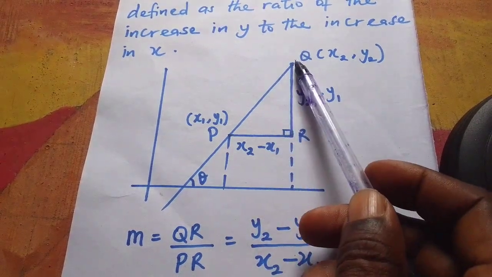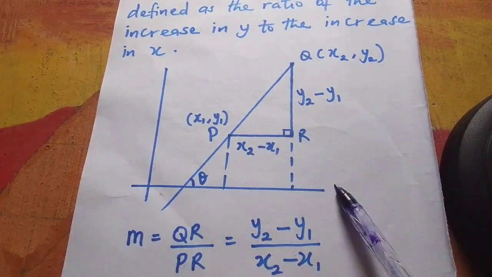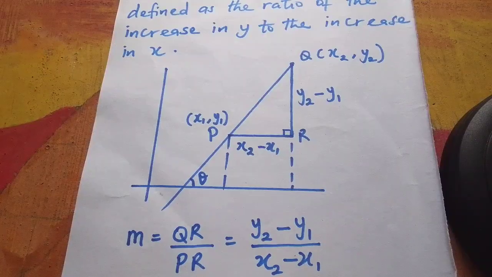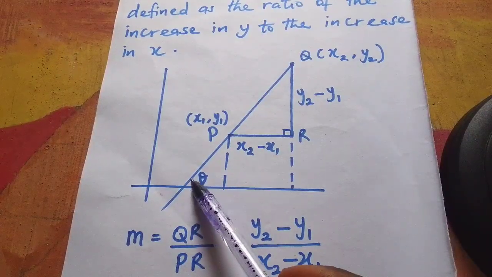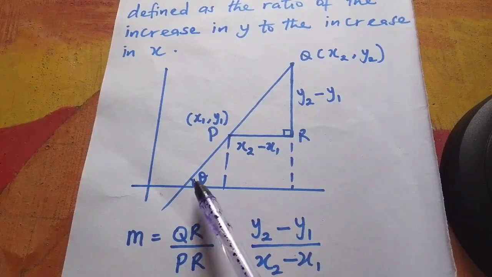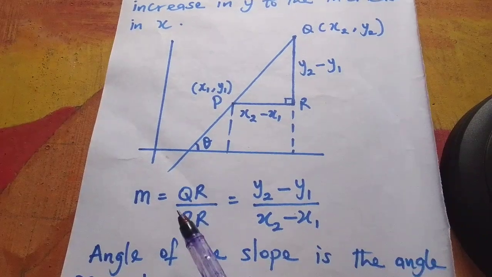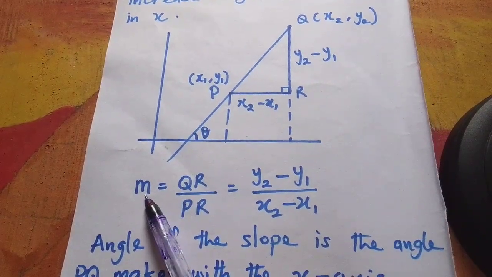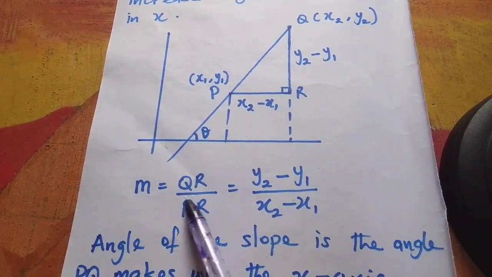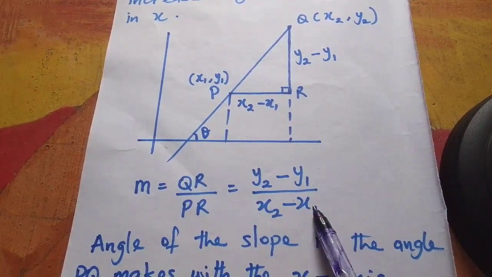So you realize that this line will make an angle with the horizontal axis. The angle it makes with the horizontal axis is referred to as theta. That is the same thing as the gradient of this line, which is the same thing as tan theta. Now, that means m is used to denote gradient, QR over PR, the same thing as saying y2 minus y1 over x2 minus x1.